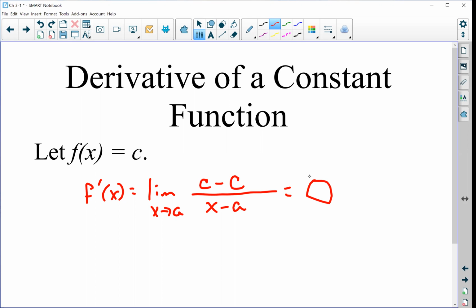And if you think about it, it should make sense because a derivative is a rate of change. And if we have a constant function, the change in y over the change in x is 0. It's horizontal.